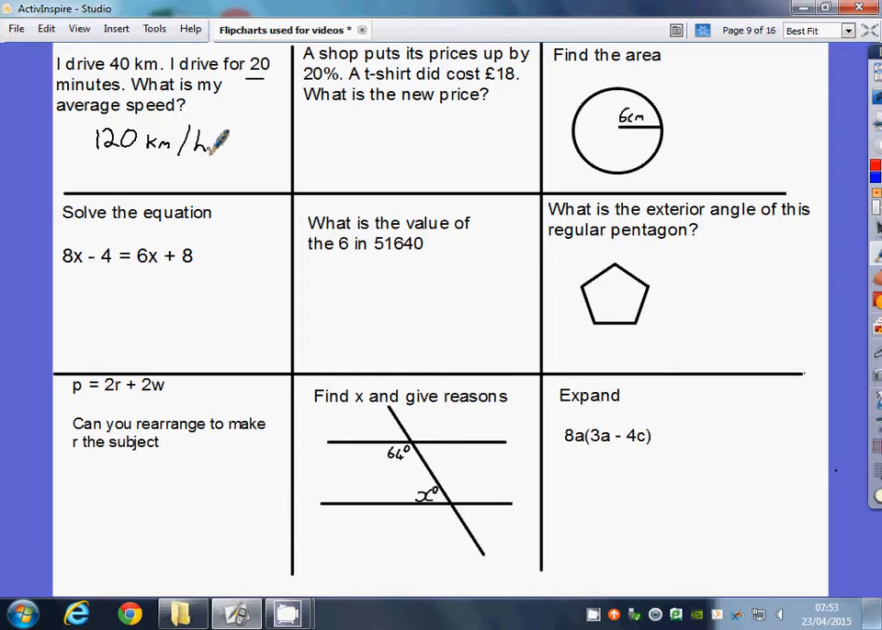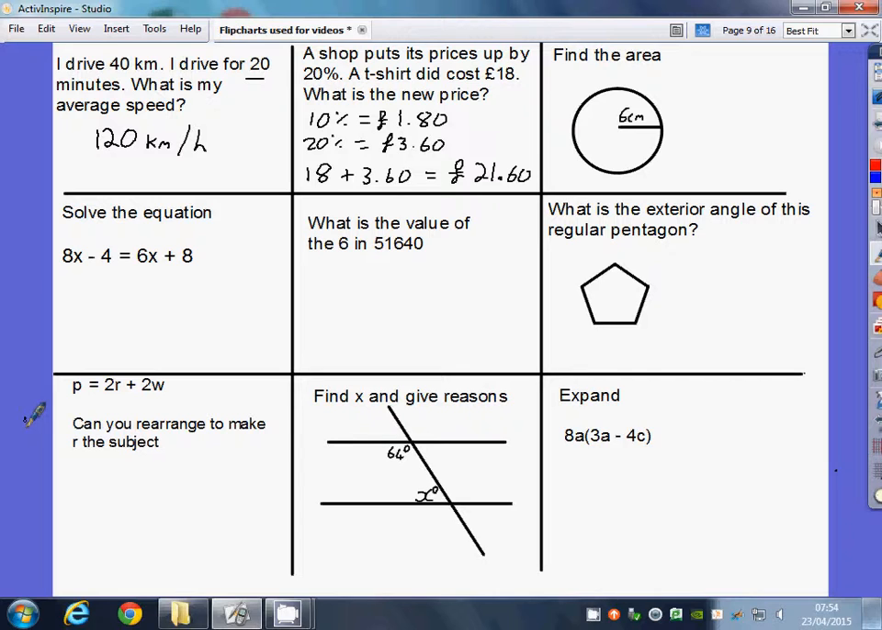Question number 2 says a shop puts its prices up by 20%. A t-shirt did cost £18. What is the new price? So we start with £18 and we need to increase it by 20%. Well, 10% is £1.80. 20% is £3.60. So if the price has gone up by £3.60, 18 plus £3.60 gives me an answer of £21.60. Well done, those of you who got that one correct.